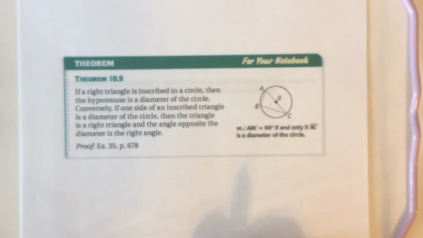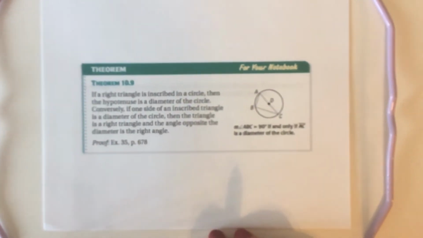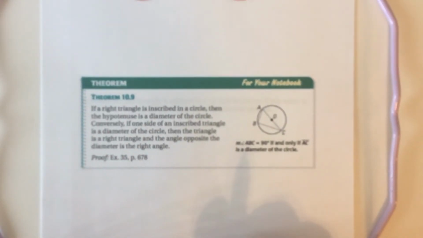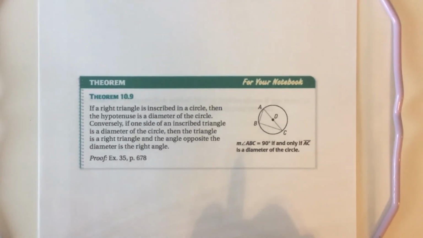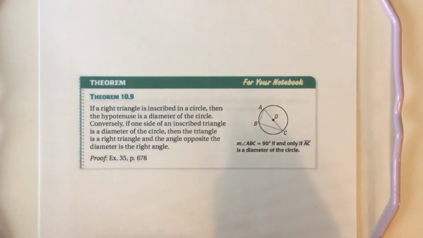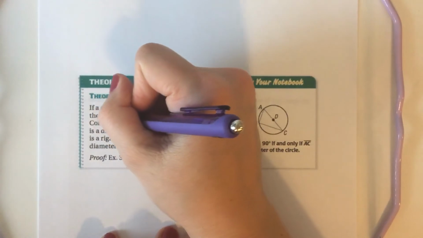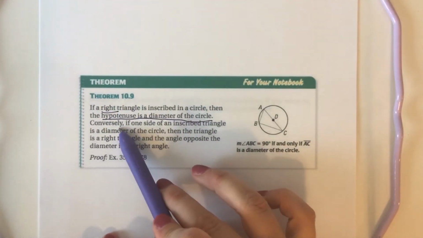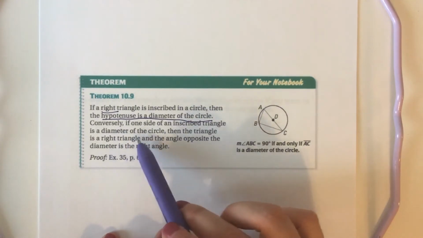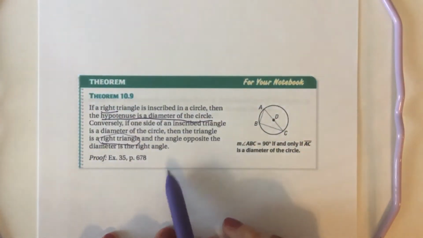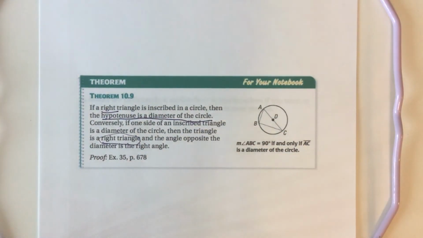Okay, the next theorem says, if a right triangle is inscribed in a circle, then the hypotenuse is a diameter of the circle. So if a right triangle is inscribed in a circle, so right triangle, inscribed in the circle, inside the circle, the hypotenuse is the diameter. And the converse of that, if one side of an inscribed triangle is a diameter of the circle, then the triangle is a right triangle. And the angle opposite the diameter is the right angle.